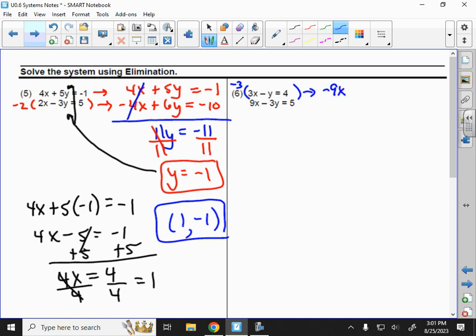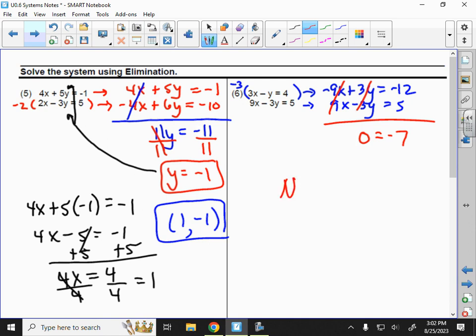So that becomes negative 9x plus 3y equals negative 12. The bottom one is just going to stay the same. And then I'm going to add down. So negative 9x plus 9x is 0. 3y minus 3y, well, that's also 0, equals negative 12 plus 5 is negative 7. All right, so there are no variables to solve, but 0 doesn't equal negative 7. So in this case, the answer is no solution. Okay, and that is it.